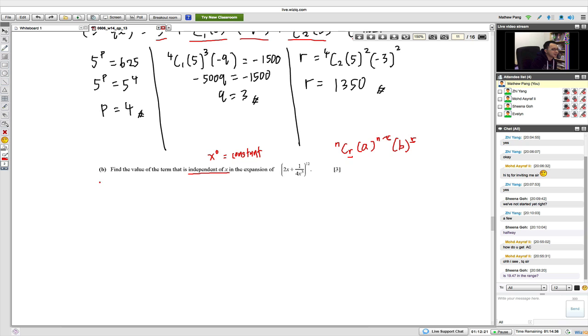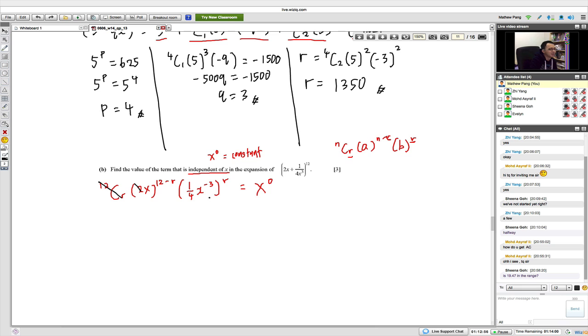I will do 12C r. So this one is 2x, right? So it's (2x) power of 12 minus r. And then this is 1 over 4x cubed, right? So what I will do is, maybe I write 1 over 4 and x power of negative 3. This is power of r. I should get x power of 0 because independent of x. So in order to find out the r, whatever is not related to x, I will simplify it. It doesn't matter. This one I will cut it.